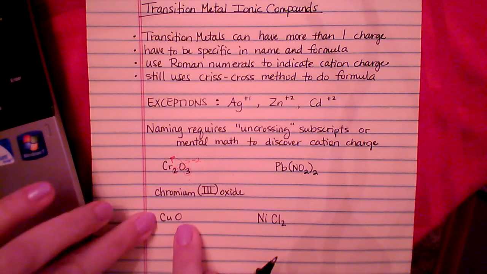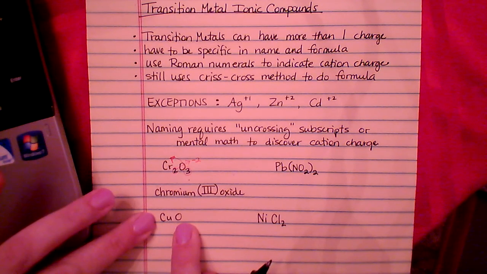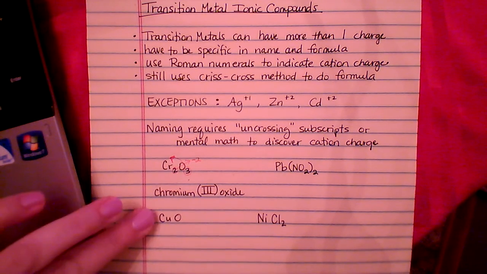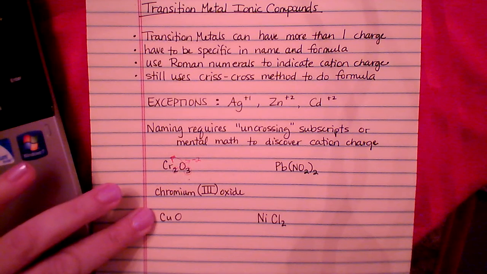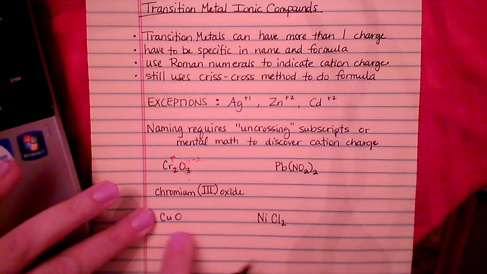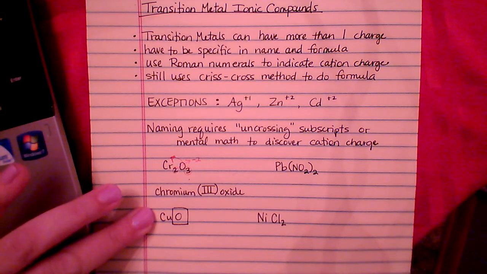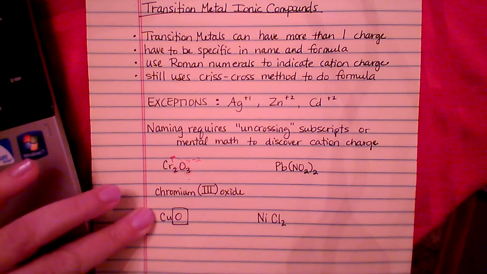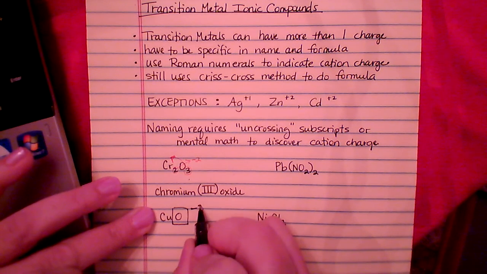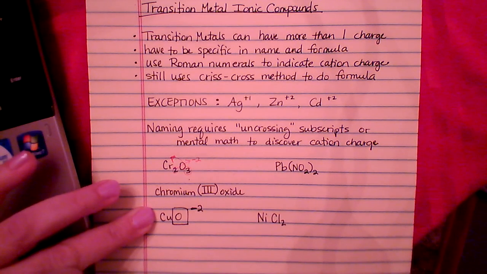What do you do, though, if you don't have any subscripts? It doesn't necessarily mean that I had a +1 and -1. It could mean that I have a reduced situation on my hands. So this is what I mean by mental math. You need to look at what your charge on your anion started out to be. So go back to your periodic table and look up oxide. What's the charge on oxide? If you're looking at your periodic table, the charge on oxide was -2.